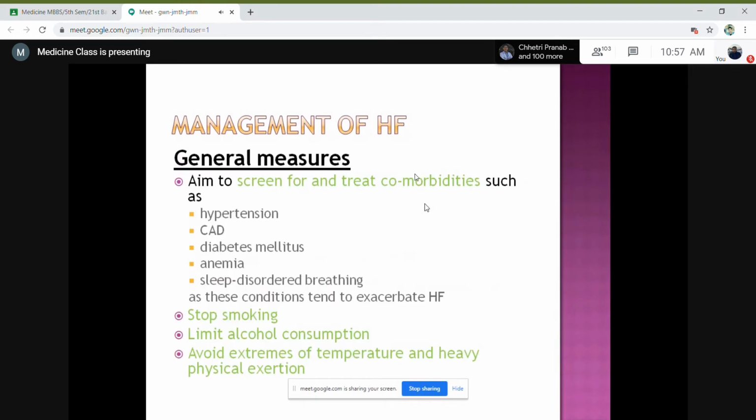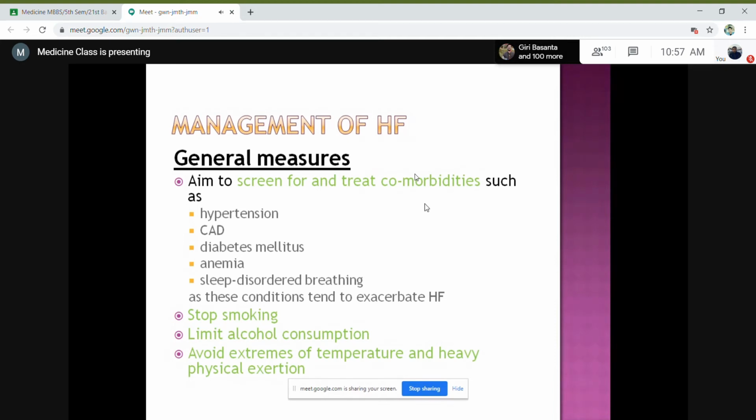Okay, so what are the things you have to consider in general measures? General measures mainly aim to screen for and treat comorbid conditions. Comorbid conditions can be hypertension, coronary artery disease, diabetes, anemia, and sleep disordered breathing. These are the comorbid conditions which may exacerbate heart failure, so it is first indicated to screen and treat these conditions.